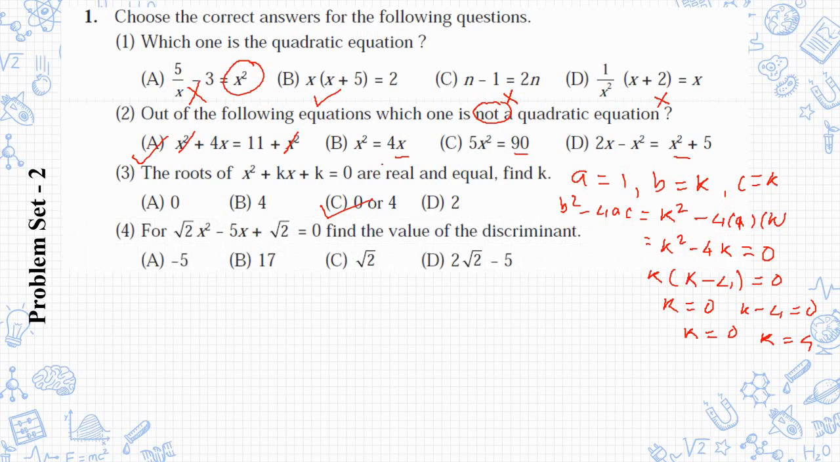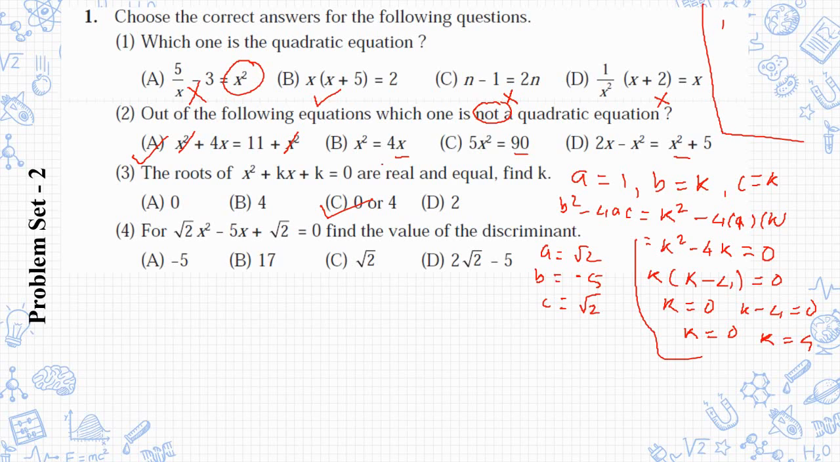Let us see the next. For root 2 x square minus 5x plus root 2 equal to 0, we have to find the value of the discriminant. So this is also quite easy. In this, a is root 2, b is minus 5, and c is also root 2. So you have to find the value of the discriminant.